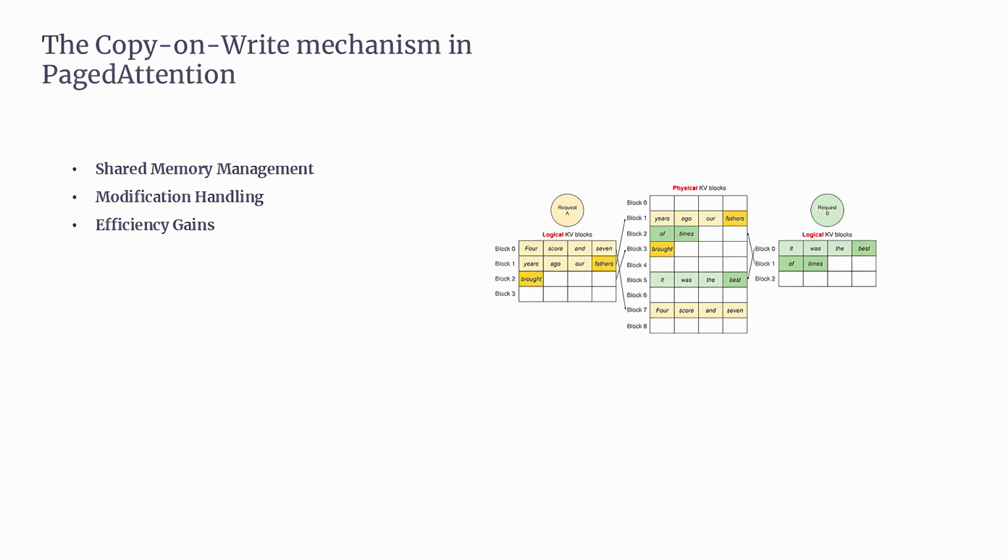In summary, the copy-on-write mechanism in paged attention allows sequences to share KV blocks until modifications are necessary. When a modification occurs, a copy of the block is created, ensuring that changes don't affect other sequences. This approach not only reduces memory usage, but also improves performance, especially in tasks like parallel sampling and beam search. It's an efficient way to handle memory, particularly when you need to manage multiple sequences in large-scale LLM inference tasks.